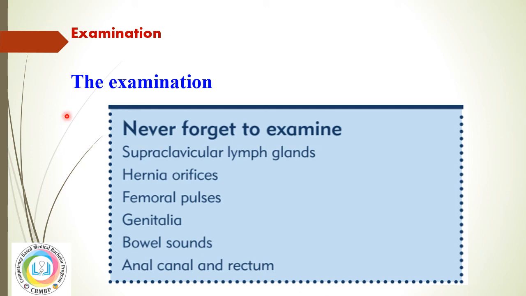During abdominal examination, we should take care never to forget to examine the following items: supraclavicular lymph glands, hernial orifices, femoral pulses, genitalia, bowel sounds, and anal canal and rectal examination. All these will complete my abdominal examination because it will give data that help in diagnosis and may be lost if I skip these items during the examination.